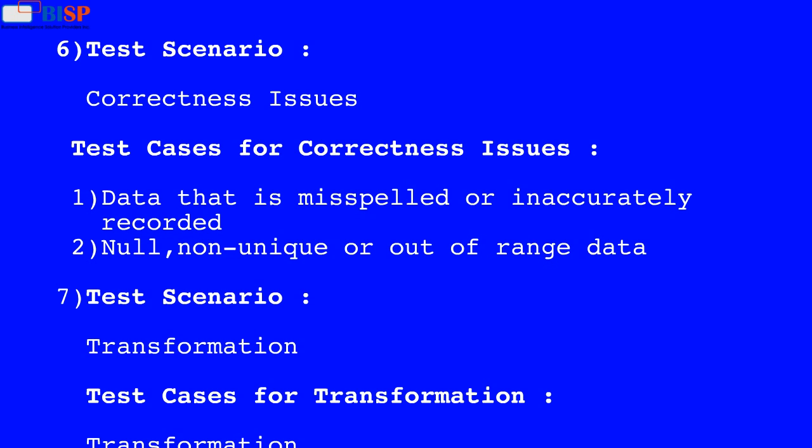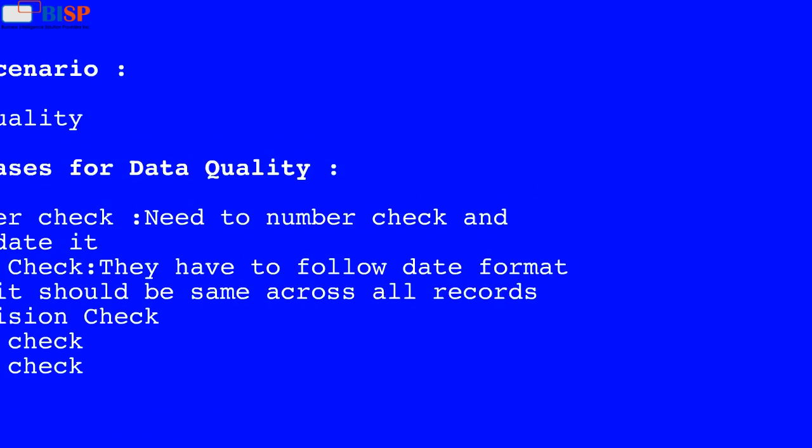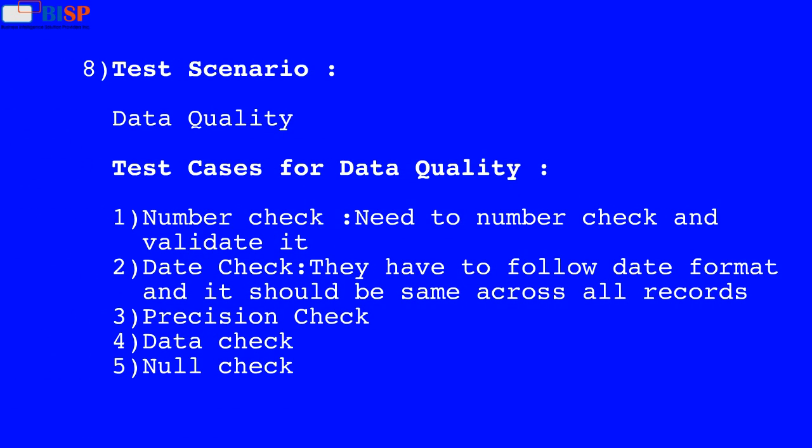6. Test scenario: correctness issues. Test cases for correctness issues. 1. Data that is misspelled or inaccurately recorded. 2. Null, non-unique or out-of-range data. 7. Test scenario: transformation. Test cases for transformation. 8. Test scenario: data quality. Test cases for data quality.